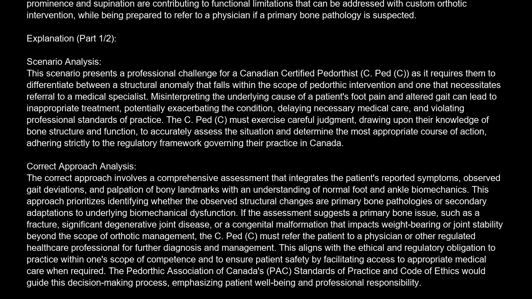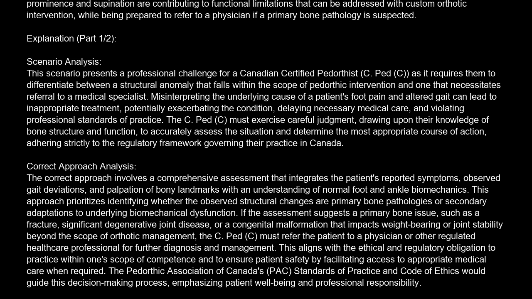If the assessment suggests a primary bone issue, such as a fracture, significant degenerative joint disease, or a congenital malformation that impacts weight-bearing or joint stability beyond the scope of orthotic management, the C Ped C must refer the patient to a physician or other regulated healthcare professional for further diagnosis and management.